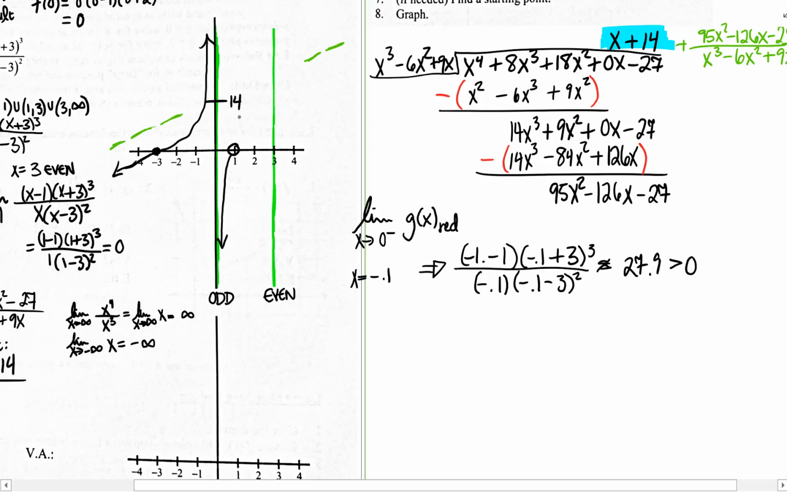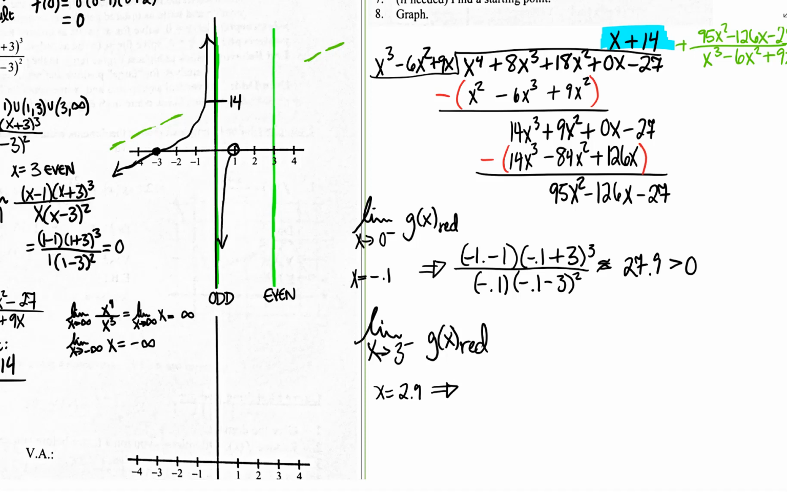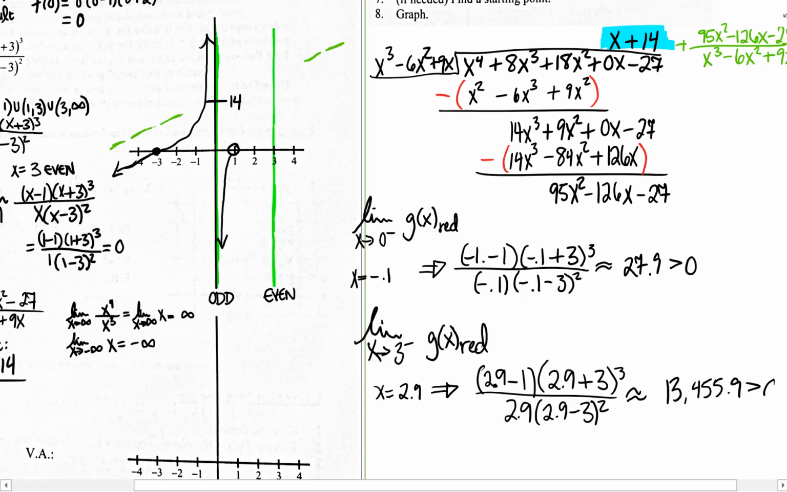I want to just make sure by finding the limit as x approaches 3 from the left this time. So I'm going to plug in 2.9. Go ahead and plug in 2.9 and see what you get. That looks like it's headed toward, yeah, positive infinity. That's a pretty big number. So this one is headed toward positive infinity.